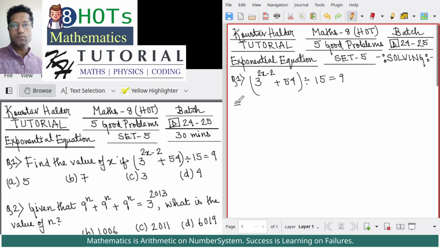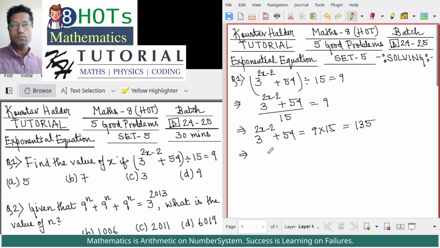Now, what is this? This is nothing but (3 raised to the power 2x minus 2 plus 54) divided by 15 is equal to 9. Now, doing cross multiplication, this will be 3 raised to the power 2x minus 2 plus 54 is equal to 9 multiplied by 15, which is equal to 135.